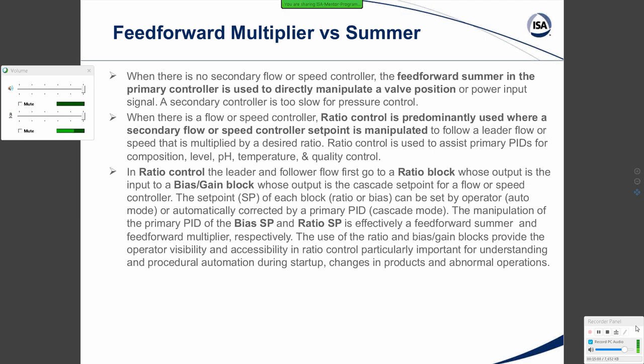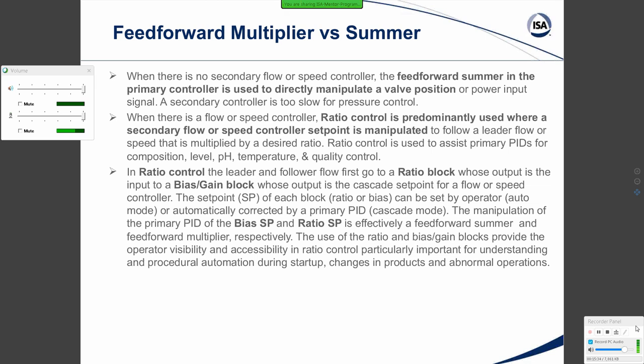The manipulation by the primary PID of either the bias set point or ratio set point is effectively a feed-forward summer and feed-forward multiplier respectively. So if you're manipulating a bias set point, it's a feed-forward summer. If you're manipulating a ratio set point, you effectively have a feed-forward multiplier. The use of the ratio and bias and gain blocks provides the operator visibility and accessibility in ratio control, particularly important for understanding and for procedural automation.